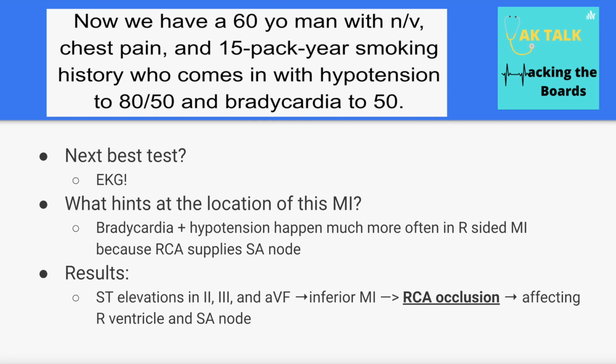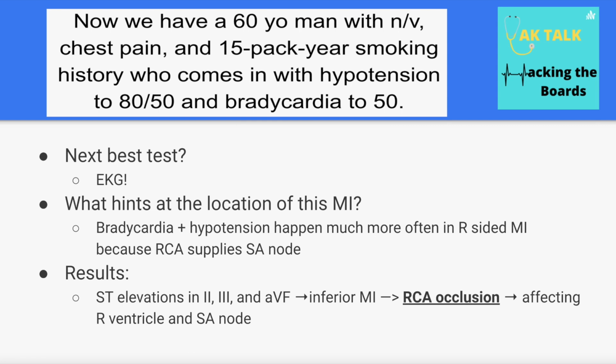The SA node is the pacemaker of the heart and is usually supplied by the right coronary artery, or the RCA. So if the RCA is blocked, then the SA node loses perfusion and heart rate slows down. Hypotension can be seen in either left or right MI, since left MI can cause cardiogenic shock, but it's actually more common to see hypotension in right-sided STEMI. Great. Now we can check out the results.